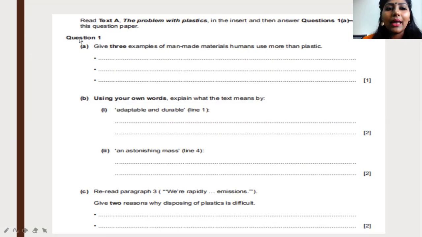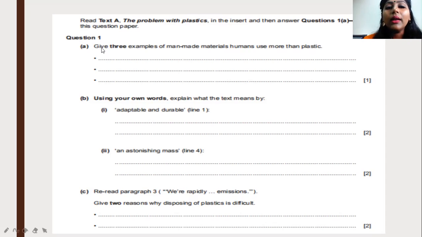Let's look at question 1. Give 3 examples of man-made materials humans use more than plastic. When you look at the mark allocation, it's only a 1 mark question. Therefore, this is obviously an explicit question, and candidates need to use explicit meaning from the text.